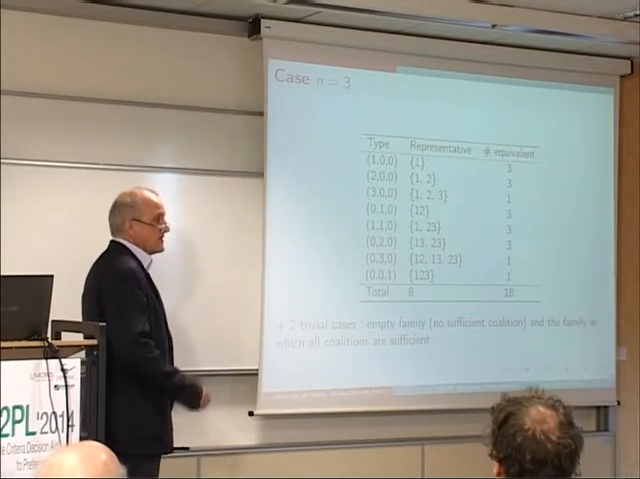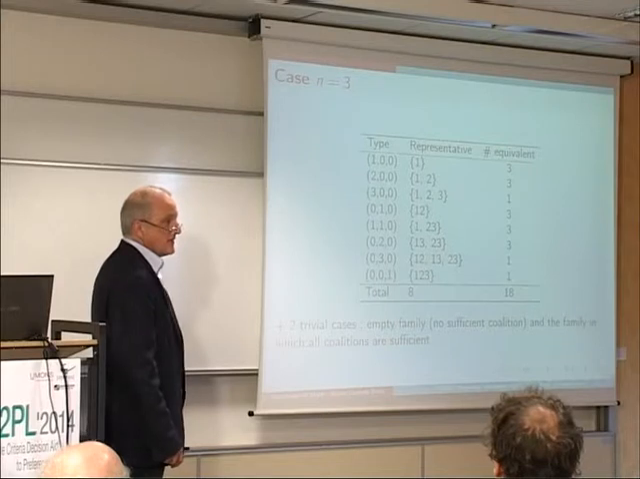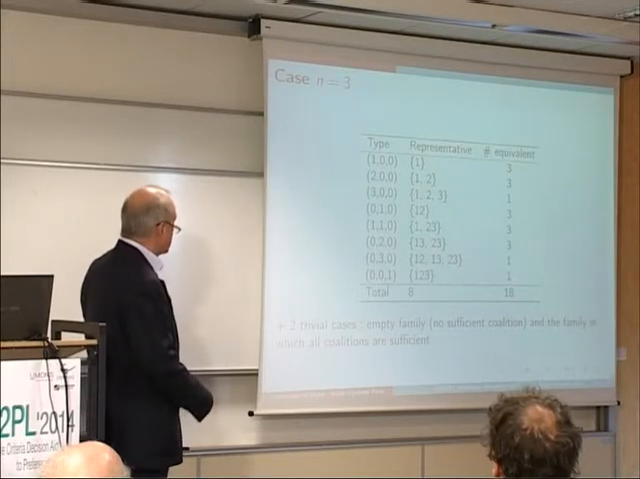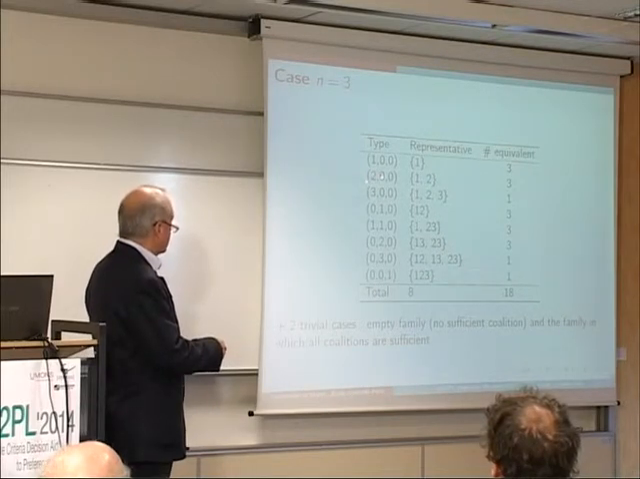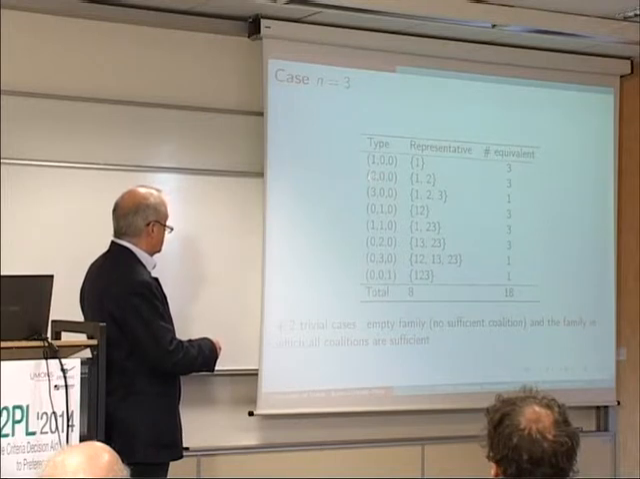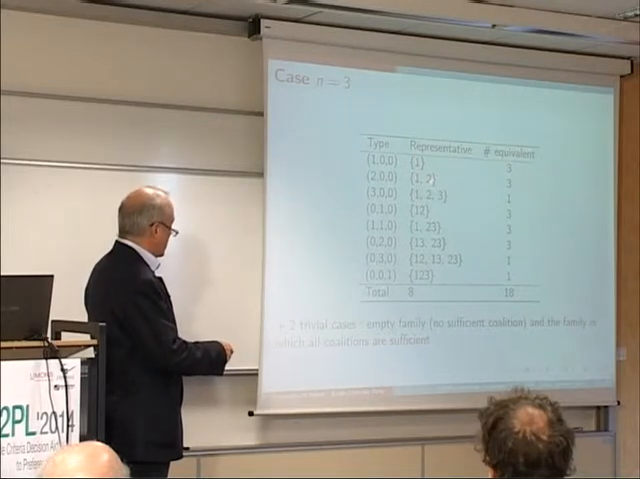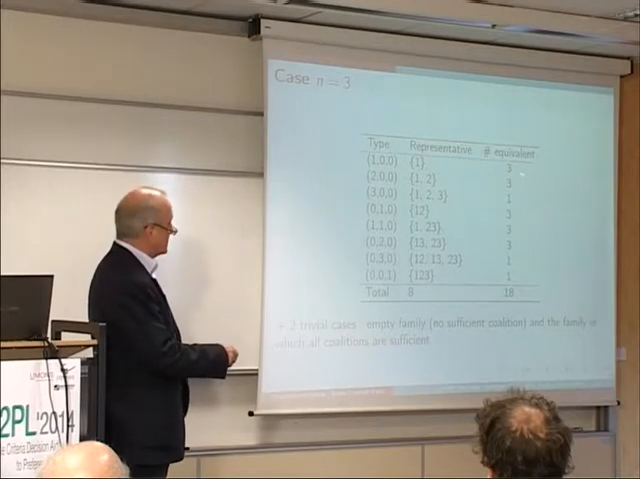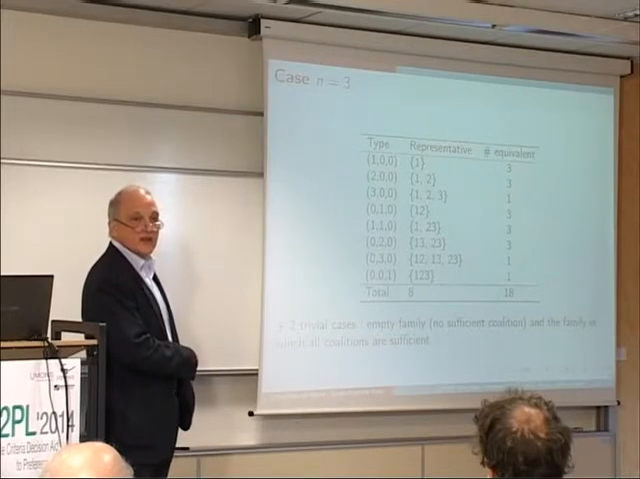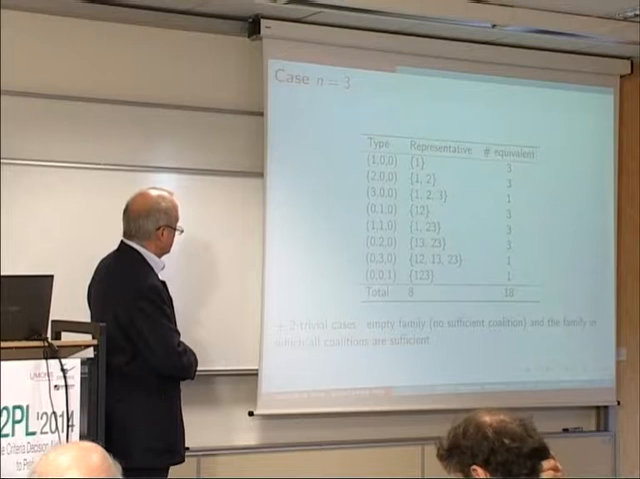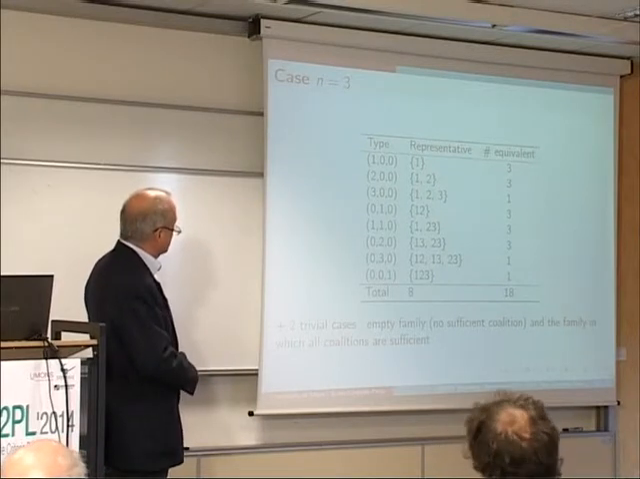Okay, so in the case of n equal to 3, we have this picture. For instance, here in type 2, 0, 0 there is one representative, which is this one, but if you permute the labels, you have also 1, 3, and 2, 3. So you have 3 members in this equivalence class.